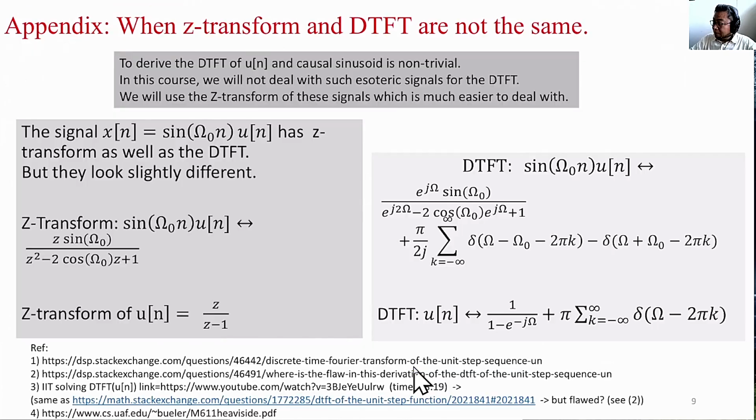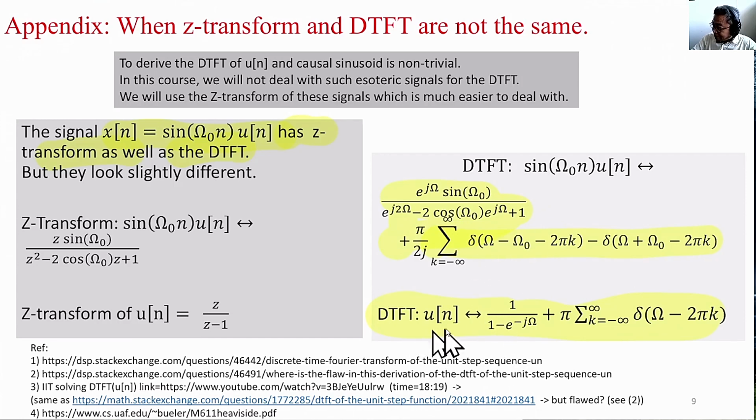infinity. And the other problem which you might face is this: if you have a signal x of n, and this x of n is a causal signal, and therefore it will have a Z-transform, and then you try to take the DTFT of this signal, it is a very complicated expression. It looks something like this on the bottom here. And you realize that the DTFT of a causal sine looks very, very complicated, right?